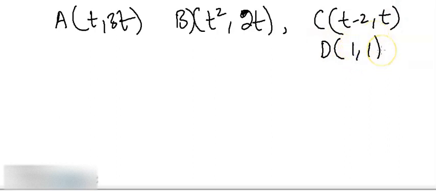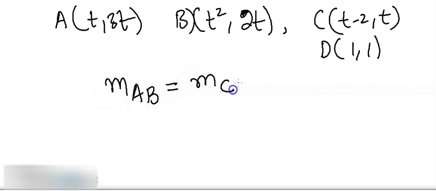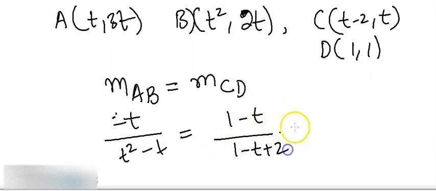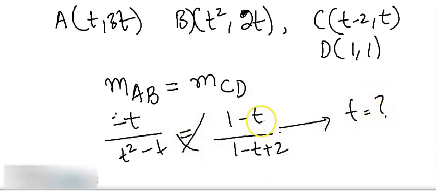These are 4 distinct points, and it says that if AB is parallel to CD, this means the slope of AB is equal to the slope of CD. We will cover this in the section on parallel lines furthermore. So the slope of AB is going to be (2t - 3t), means minus t, divided by t squared minus t, equal to the slope of CD, which is going to be 1 minus t, if I'm not making any calculation mistakes, which you have to check by yourself. So from here you just cross multiply and simplify and get the value of t, whatever it is.